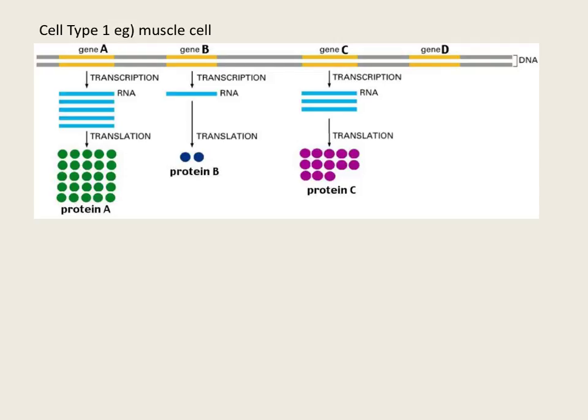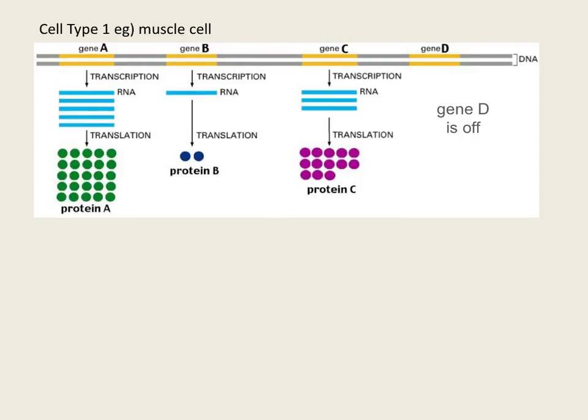For the transcription of C, three mRNAs, and then we have these protein C, and a certain amount. In this case, we'll say that gene D, whatever it is, and whatever protein it makes, is not being expressed.